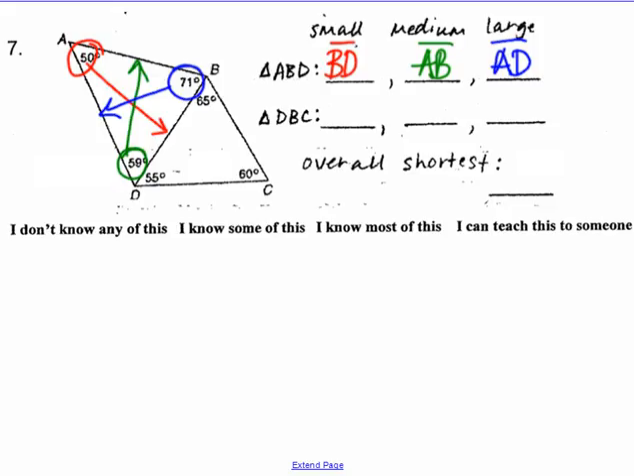So now we're looking at the other triangle. We're going to start with the smallest angle. Well, the smallest angle on this triangle is 55. So we're going to go across to the other side, which is BC. The medium-sized one is going to be 60, across from BD. And then our largest is going to be DC.